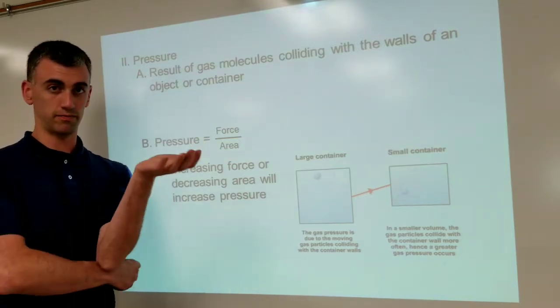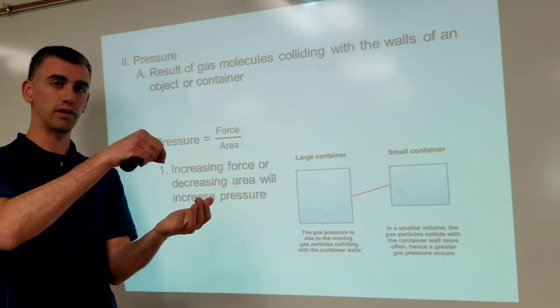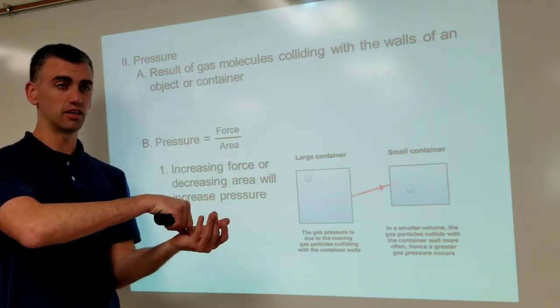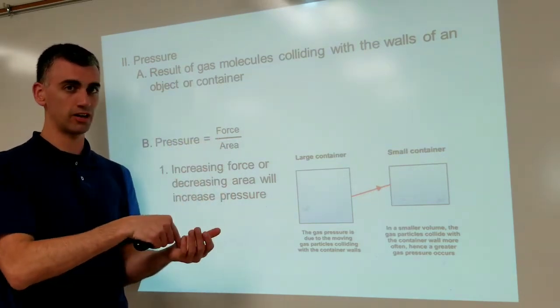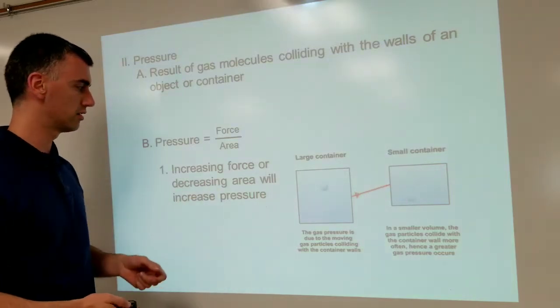Imagine holding a 5-pound weight in your hand, and then imagine having a 5-pound weight balanced on the end of a needle on your hand. Putting all that force in a much smaller area is going to get a very different result from just holding 5 pounds evenly spread all over your hand.